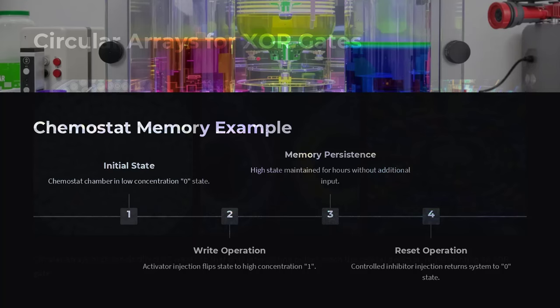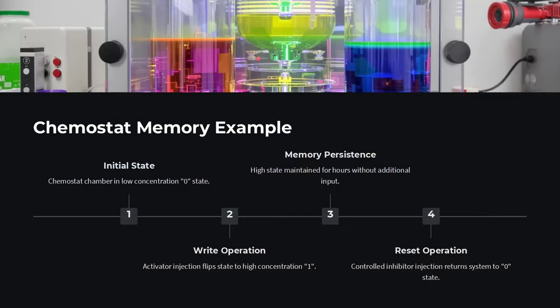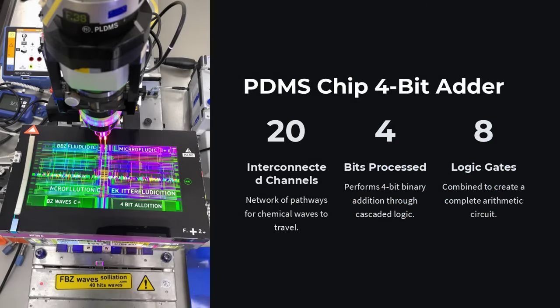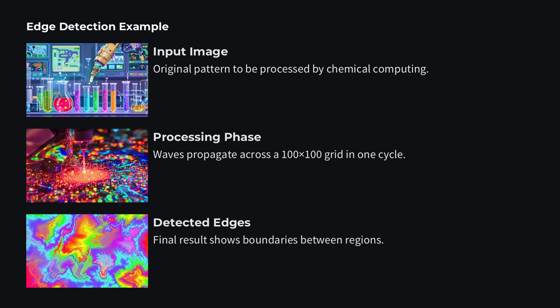One of the most famous examples is the Belousov-Zhabotinsky, or BZ, reaction. This is a nonlinear oscillating chemical reaction that, when mixed in the right way, produces waves of changing color that move through the solution like ripples in a pond. These chemical pulses aren't random. They can be shaped, guided, and made to interact, creating conditions where logic operations like AND, OR, and NOT gates emerge from chemical diffusion and wave collision.